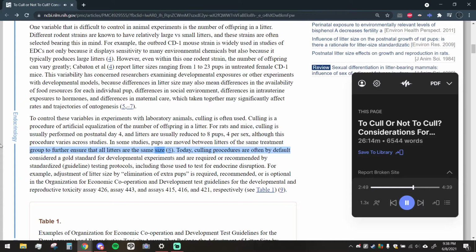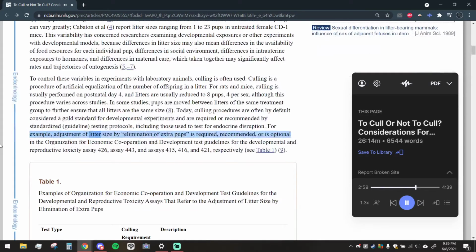Today, culling procedures are often by default considered a gold standard for developmental experiments and are required or recommended by standardized, guideline, testing protocols, including those used to test for endocrine disruption. For example, adjustment of litter size by elimination of extra pups is required, recommended, or is optional in the Organization for Economic Cooperation and Development test guidelines for the developmental and reproductive toxicity Assay 426, Assay 443, and Assays 415, 416, and 421, respectively, see Table 1, 9.